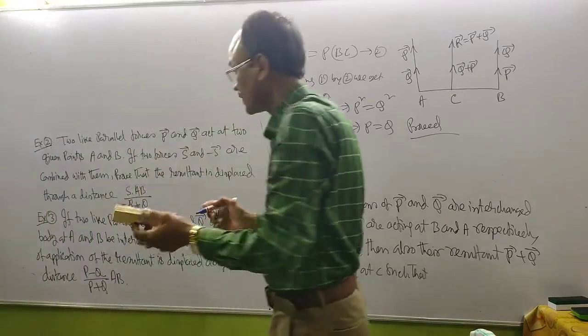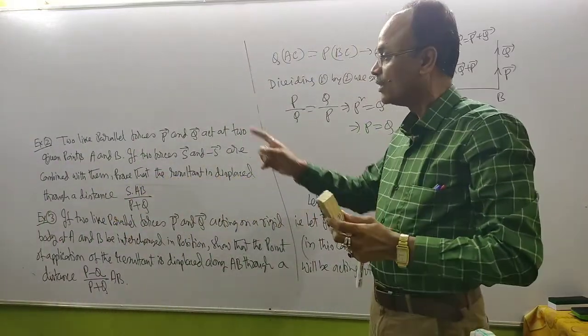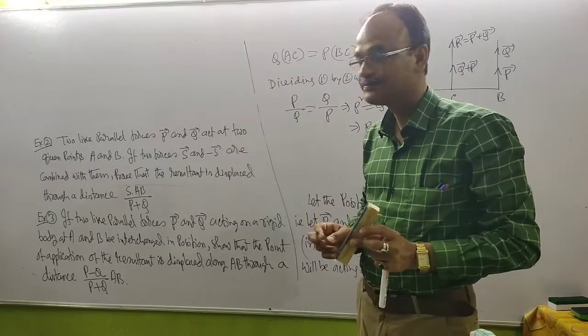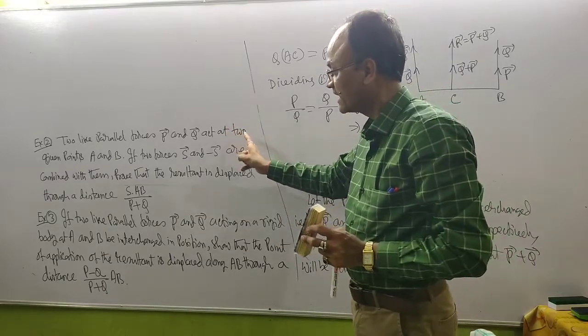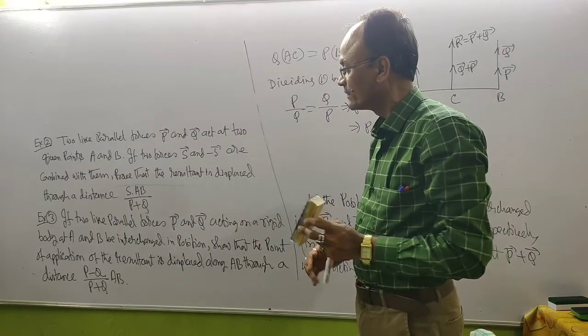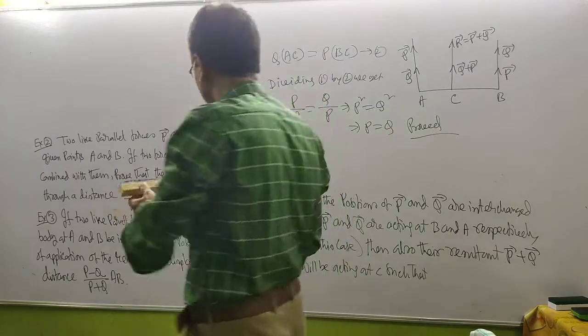Number 2, see the question number 2. What is it? Two like parallel forces P and Q at two given points A and B.